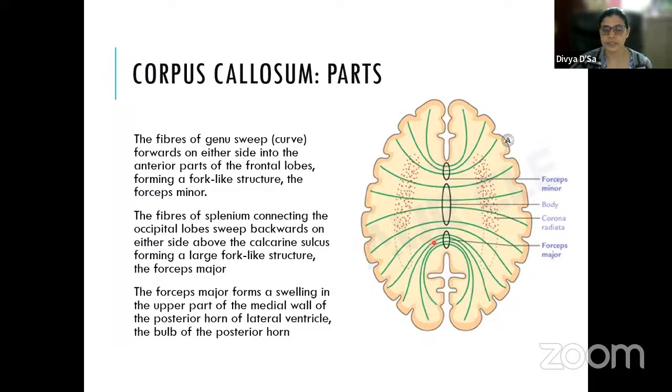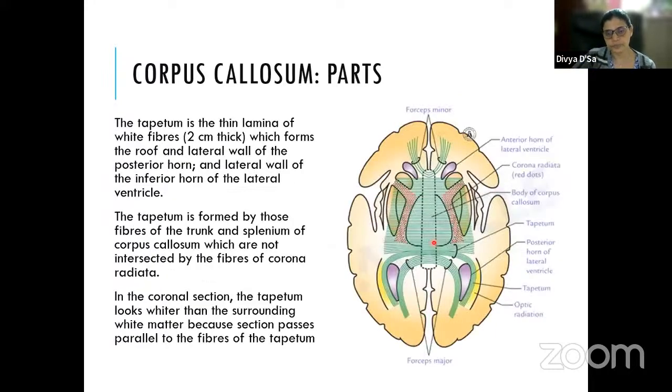Now the forceps major forms a swelling in the upper part of the medial wall of the posterior horn of the lateral ventricle, the bulb of the posterior horn. Then you should know there is a small bundle of fibers which is known as the tapetum also. So the tapetum is nothing but a thick lamina of white fibers, about 2 centimeters thick, and it forms the roof and lateral wall of the posterior horn, as well as the lateral wall of the inferior horn of the lateral ventricle.